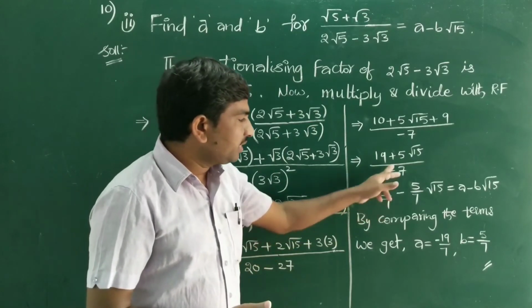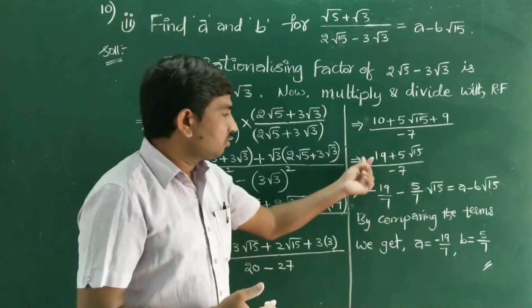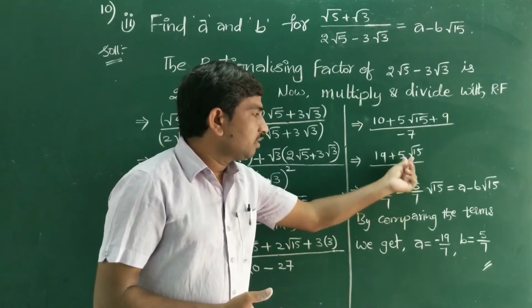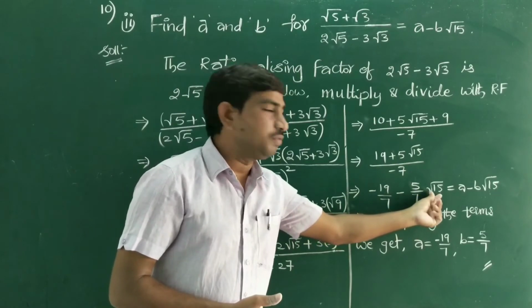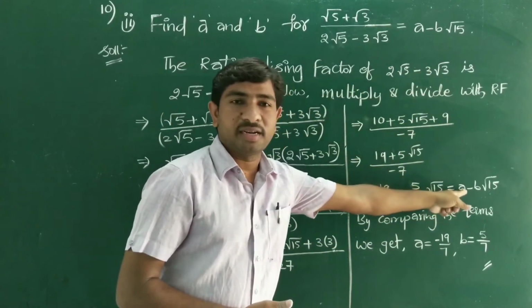Next, divide this into the individual forms, so minus 19 by 7, and this is minus 5 by 7 into root 15. So it is equal to a minus b root 15. This is our right side value.